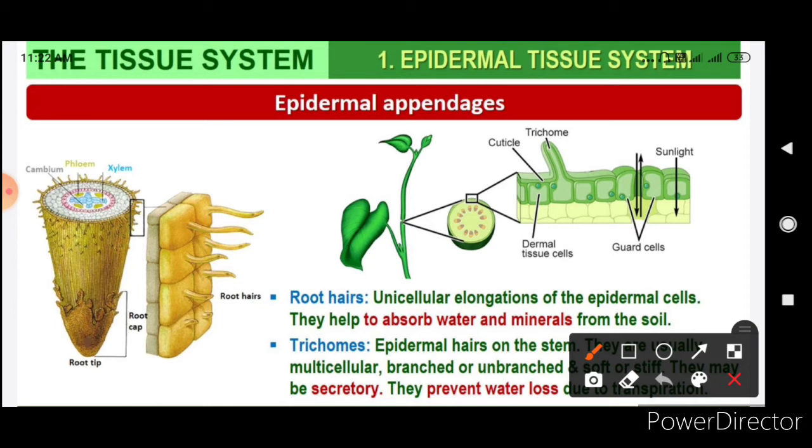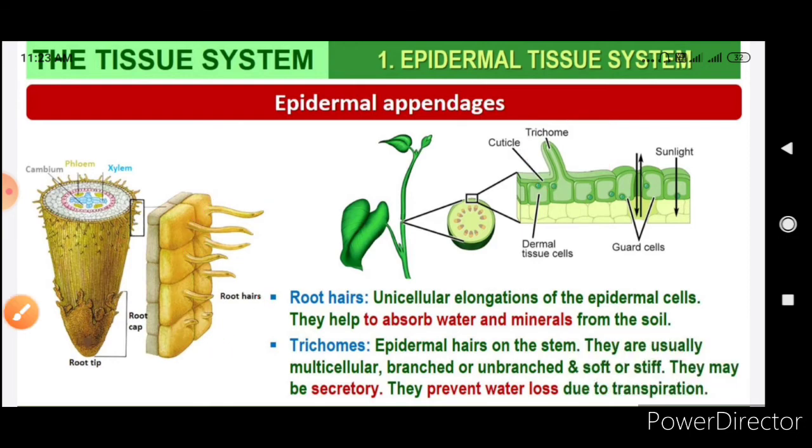So these hairs which are present are the root hairs. They help in the absorption of water and minerals. And the trichomes are multicellular. Root hairs are unicellular, but trichomes are multicellular. They can be branched or unbranched, and they help in secretion and they prevent water loss due to transpiration.